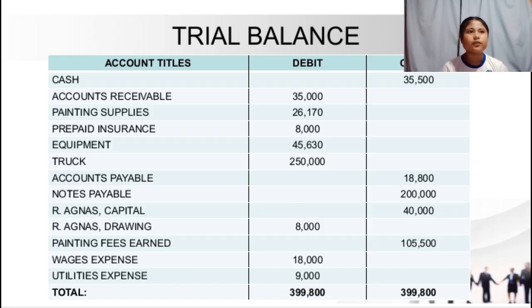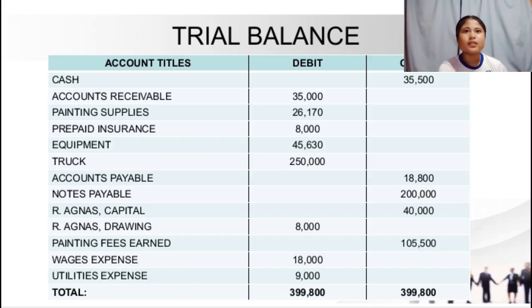R. Agnes Capital, 40,000 on the credit side. R. Agnes Drawing, 8,000 on the debit side. Painting fees earned, 105,500 on the credit side. Wages expense, 18,000 on the debit side. Utilities expense, 9,000. With a total of 399,800 on the debit side and 399,800 on the credit side.